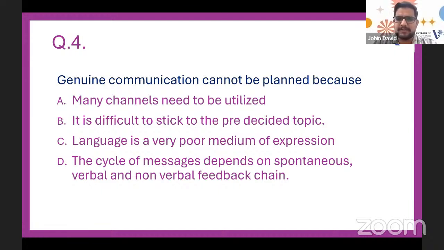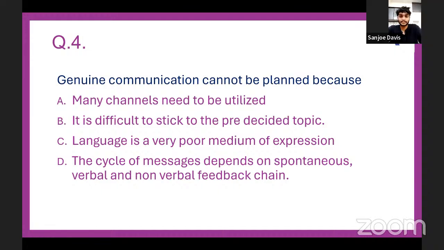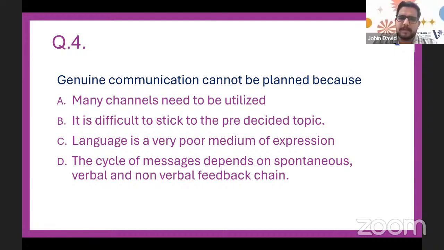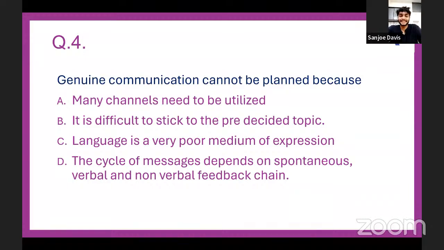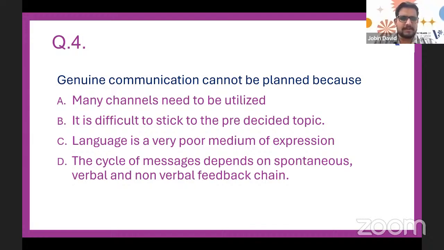Is it that many channels need to be utilized? No, I don't think so. It is not difficult to stick to the pre-decided topic. It won't be difficult, because we are sticking to the topic. We decided on communication, so obviously we can stick to the topic. And language is a very poor medium of expression? Obviously not. So can we go with option D? Yes, sir. Our YouTube babies are also going with option D.